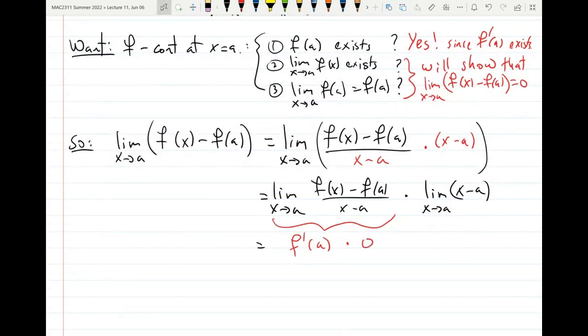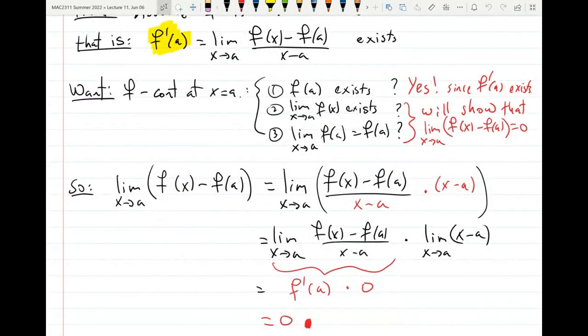0. That's 0. Remember, plug in x equals a, right? You get a minus a, which is 0. So this is a number times 0. What is it? That's 0. So we just showed that the limit of f of x minus f of a equals 0. So we proved 2 and 3 about it. Okay?